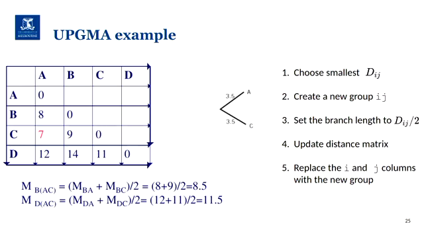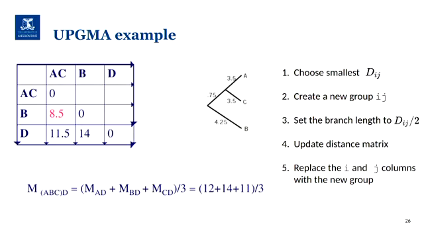So I need to compute the distance between the new group, AC, and the other elements, which are B and D. Computing the distance between B and AC, and D and AC, is basically computing the distance between B and A and B and C. And we have 8.5. D and A and D and C, and we have 11.5. And we end up with an updated matrix with one less row, one less column. Now we have a group here, which is AC. And we repeat the process.